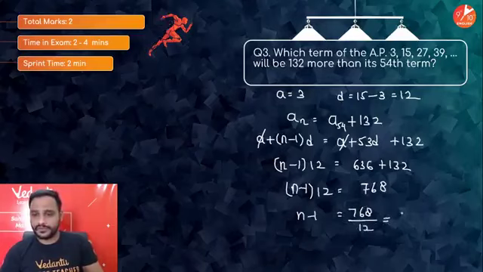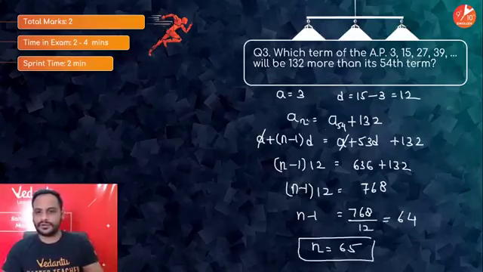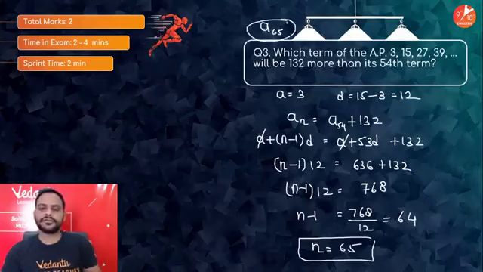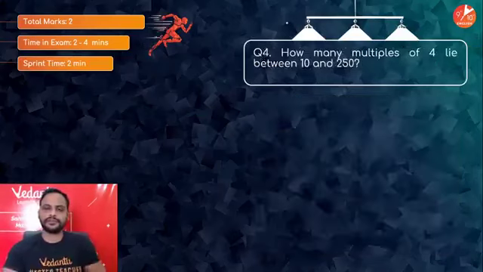Okay, so 12 sixes are 72, remainder 4, 12 fours are 48. Shift minus 1 over there, n is equal to 65. So I can clearly say the 65th term of this AP, by n, was what? 65. So the 65th term of this AP is 132 more than the 54th term. So the correct answer, which term? 65th term, A65. Alright, now let's go for the next question.